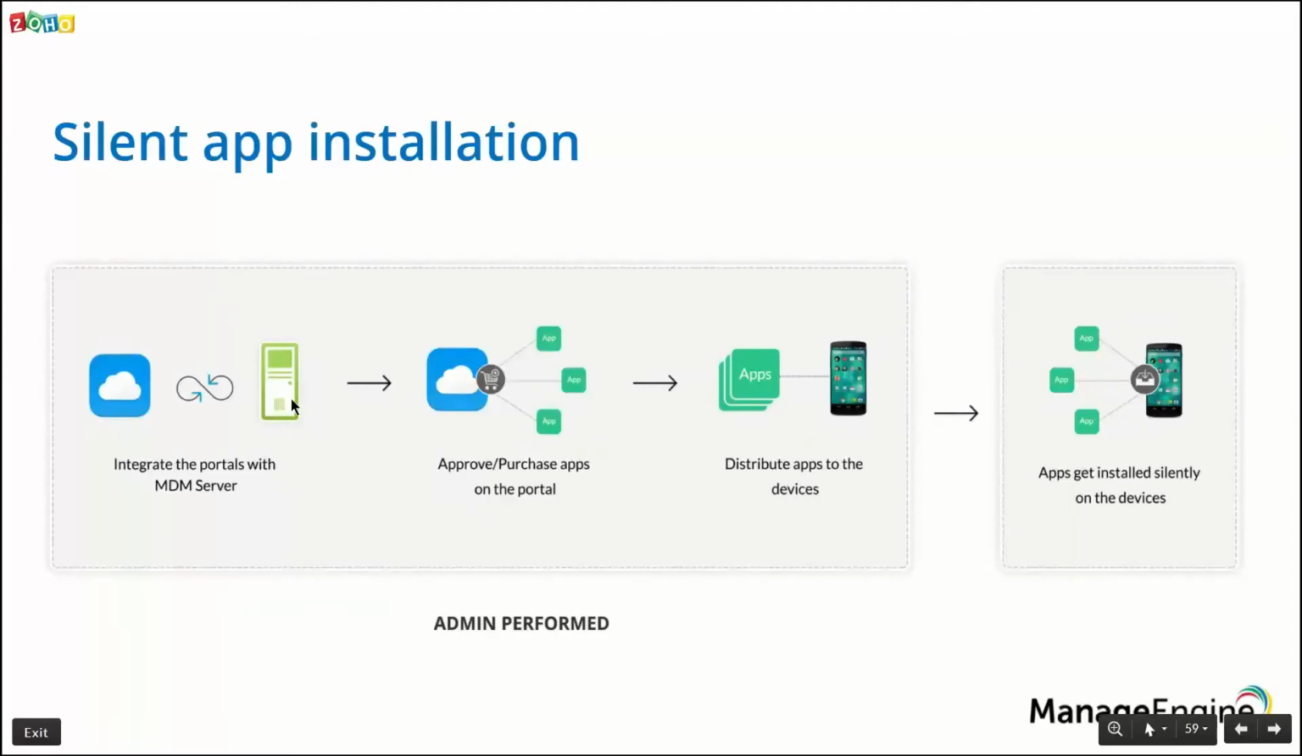To silently install apps using Apple Business Manager, we integrate the ABM portal with the MDM server. Approve or purchase the apps on the portal and distribute the apps to your devices. Then the apps will get automatically installed on the devices. The process of purchasing applications and adding them to your MDM server is the same for both iOS and Mac devices.